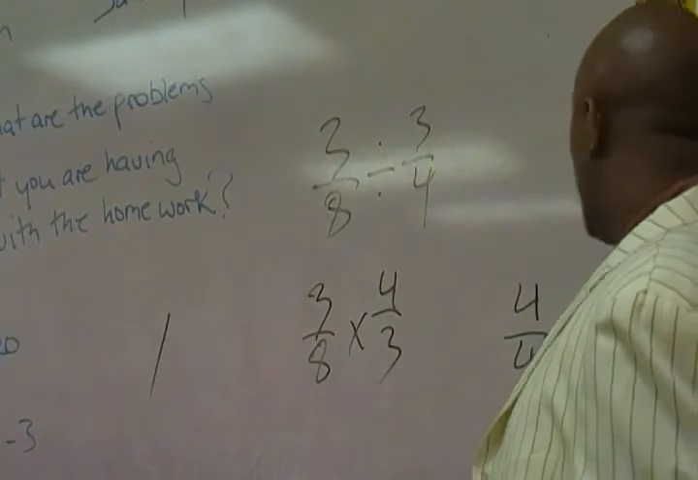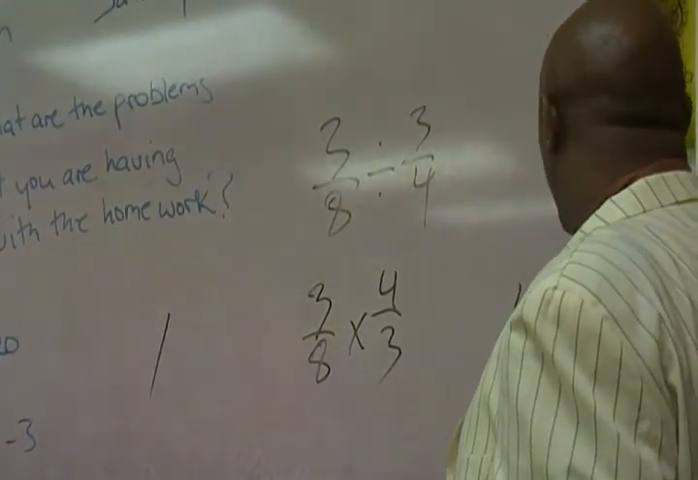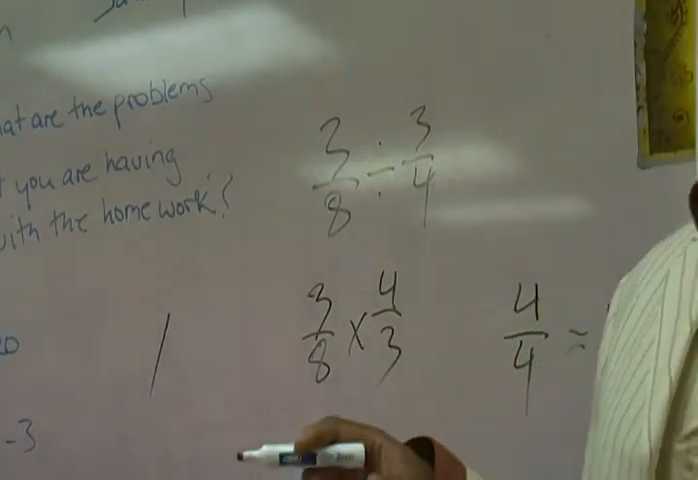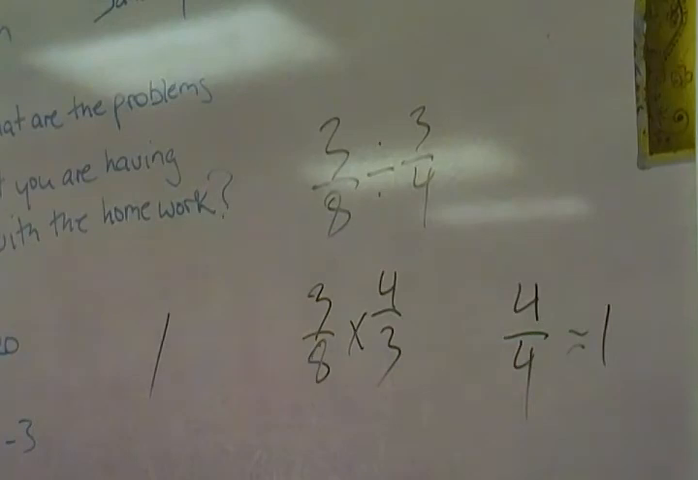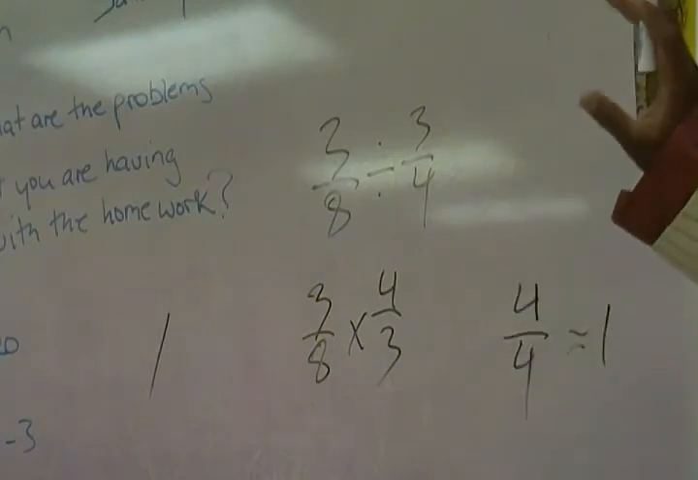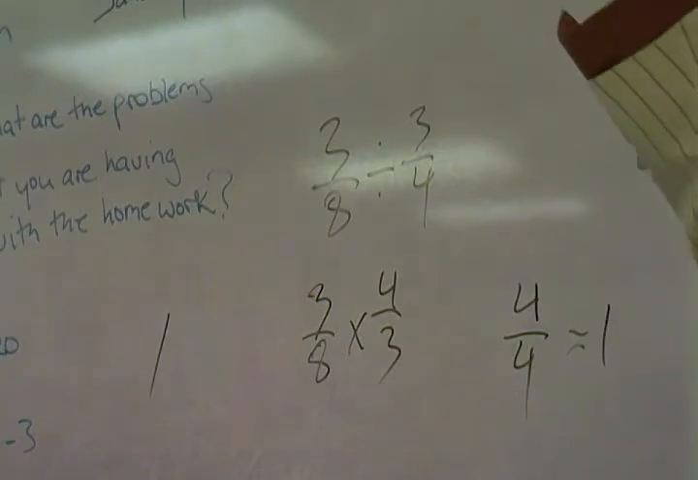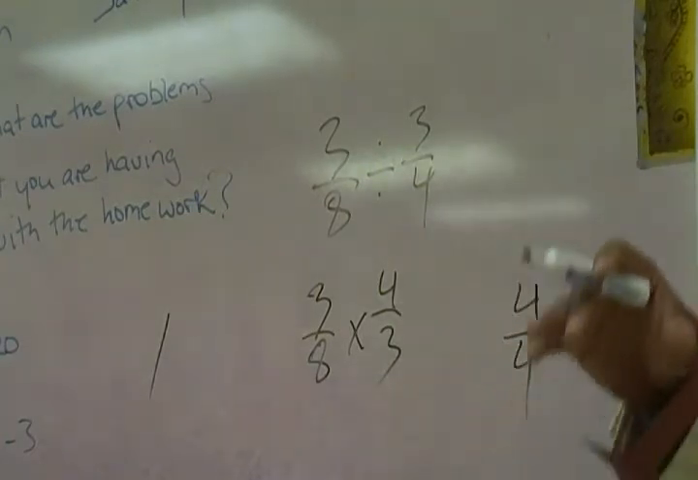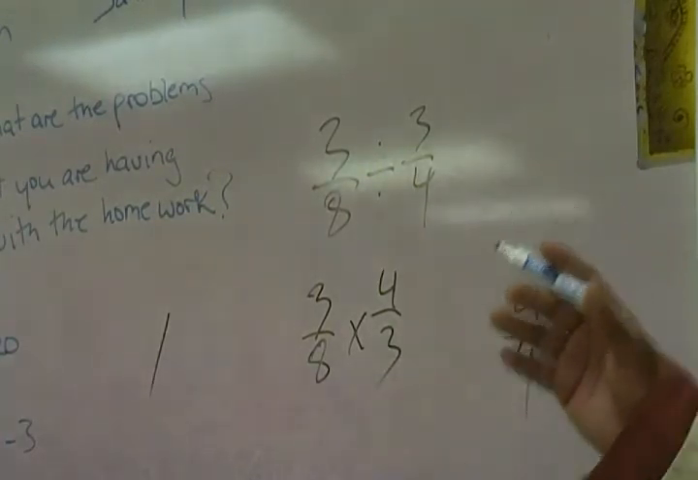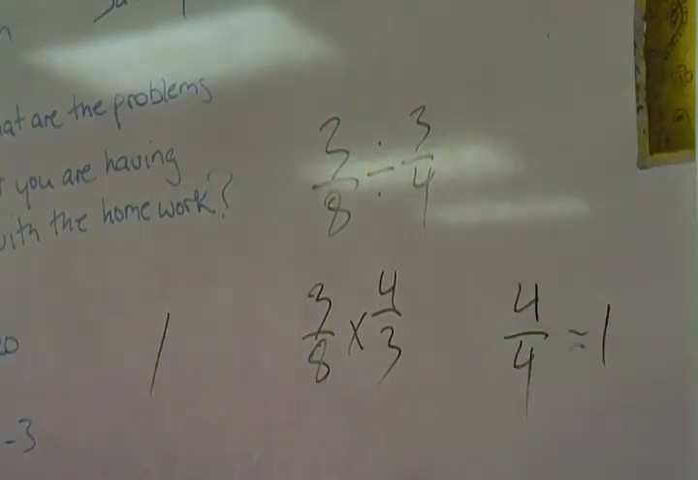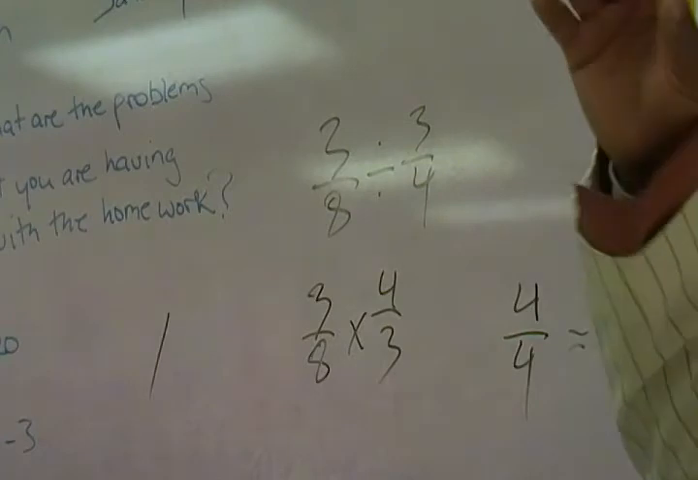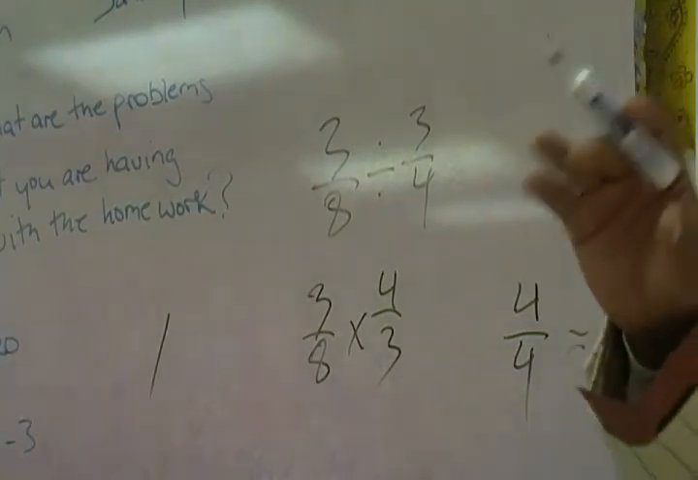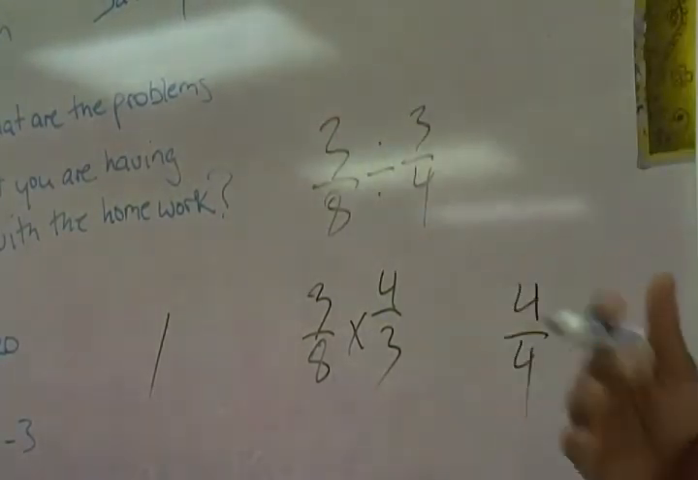For example, 4/4. 4/4 is 4 divided by 4, which equals 1. So 1 is the identity element of multiplication. No matter what you multiply by 1, the answer is going to be whatever that number was. 10 times 1 is 10. 20 times 1 is 20. 30 times 1 is 30. All right, I'm glad I caught myself.